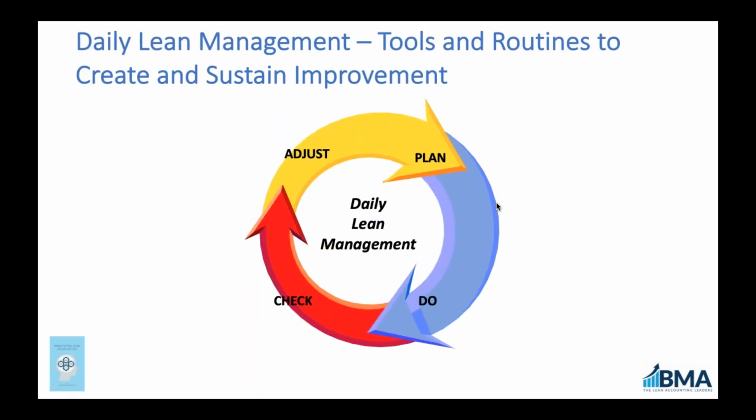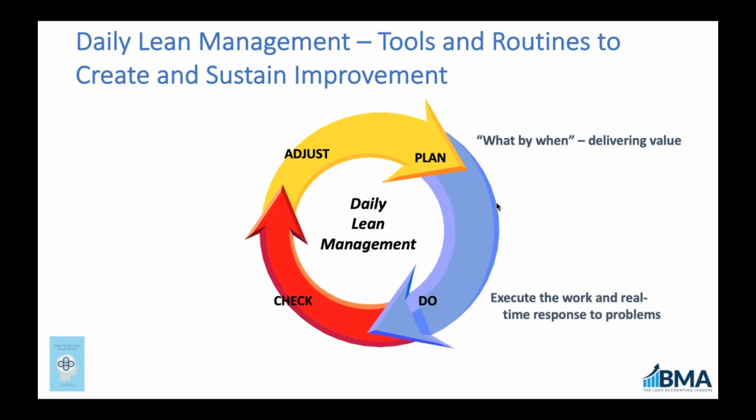Again, this is a PDCA cycle, okay? Daily lean management follows plan, do, check, adjust. So what's the plan is what by when. So what do we have to get done today to deliver value to our customers? How are we going to execute the work?